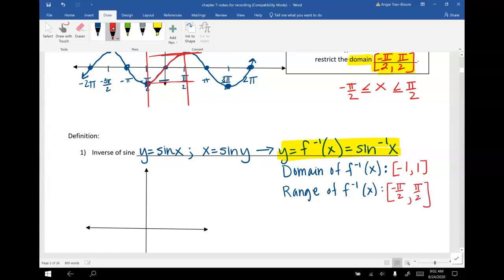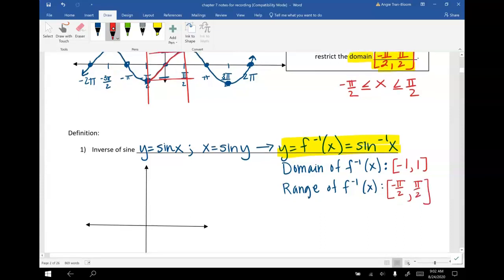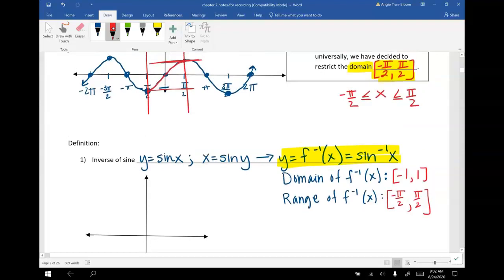Okay, let's graph this out. We are now graphing the regular function first, which is this piece right here. And all we have to do is switch it so we can graph its inverse. I'm going to graph the regular part with the restricted domain first.